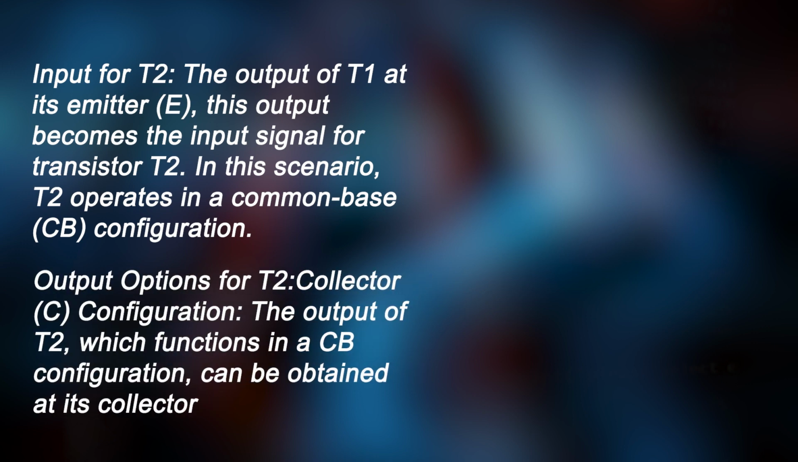Output option for T2: collector configuration. The output of T2, which functions in a common base configuration, can be obtained at its collector. This output will also be the final output of the differential amplifier. The output signal will be non-inverted and amplified.